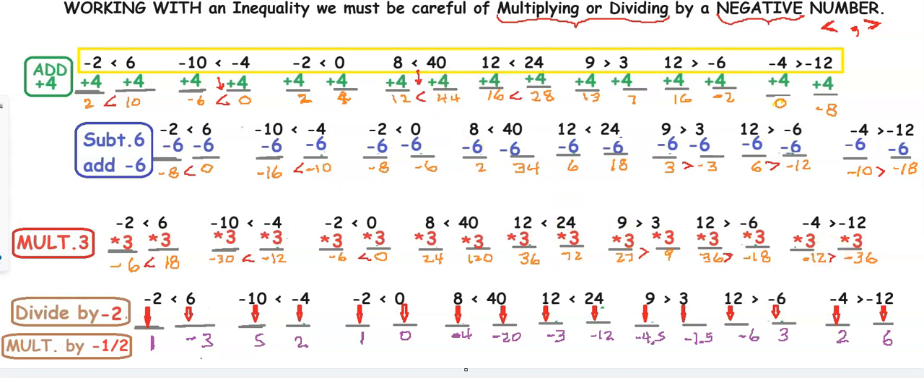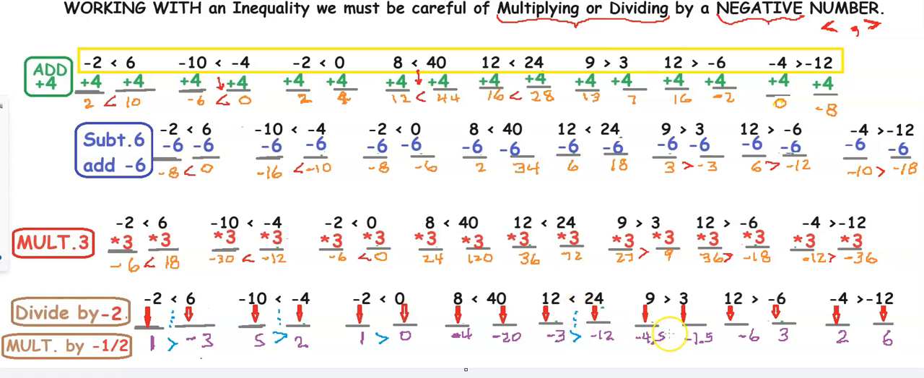Okay, key now is what happens when we divide by a negative or multiply by a negative. You will now see the switching occur. 1 is greater than negative 3. 5 is greater than 2. 1 greater than 0. Down here, we got negative 3. That's greater than negative 12.